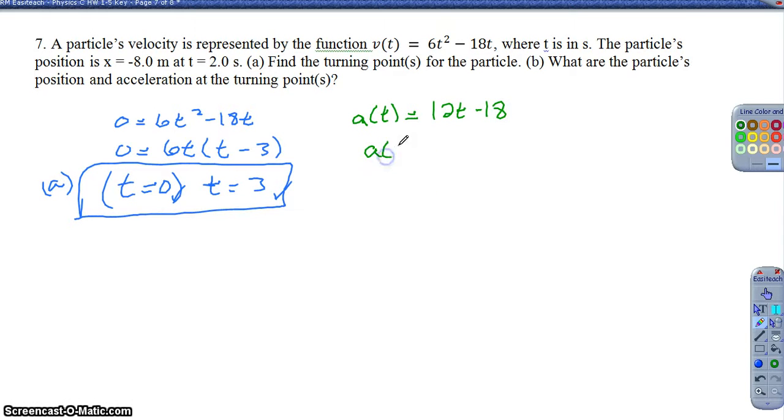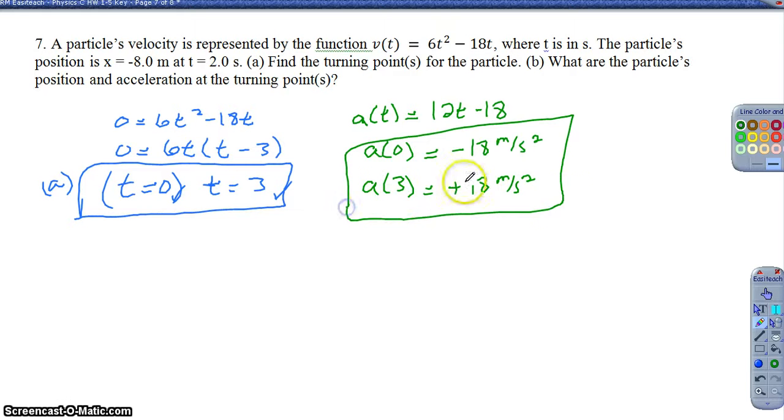So if I want to find my acceleration at 0, well, that's easy enough. It would be 12 times 0 minus 18, so negative 18 meters per second squared. And if I want to find my acceleration at 3 seconds, it would be 12 times 3, so 36 minus 18, which is actually a positive 18 meters per second squared. And do notice that there actually is a little bit of symmetry involved in this. And think about maybe why that would happen.